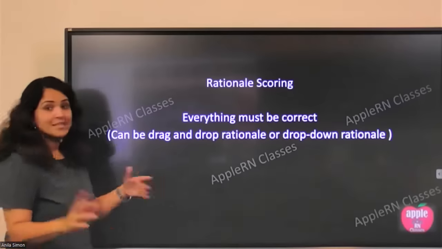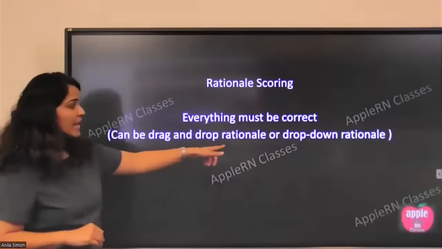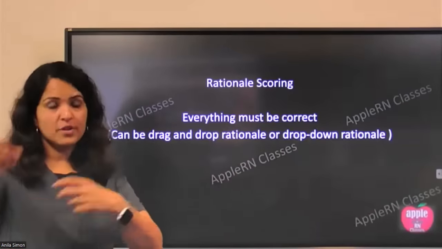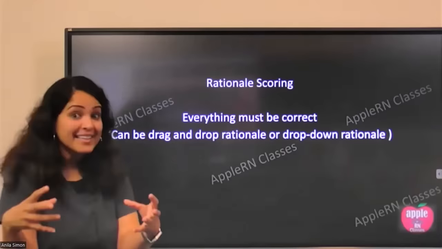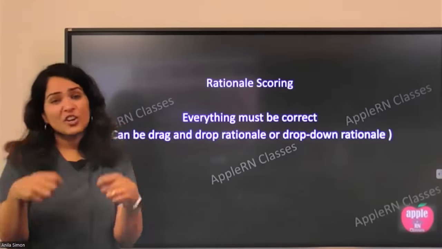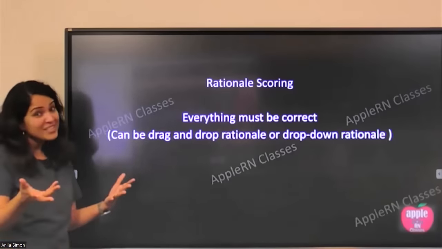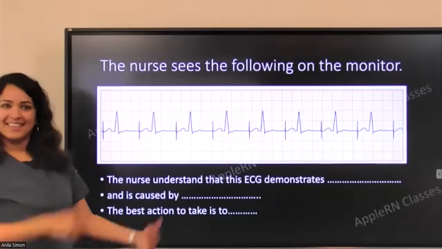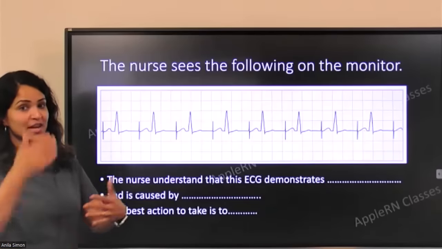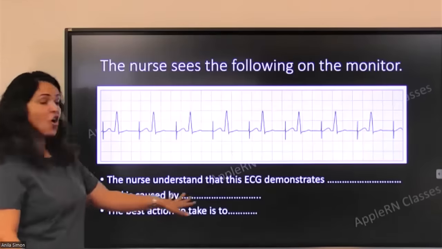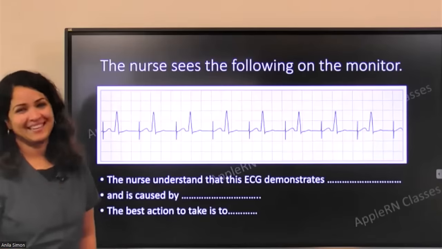Okay, so let's do one question real quick for that. This is one of them, and most of the time it will tell you something like this is because of, or as evidenced by, or this is due to, something like cause and effect, where they're connected. So it's a very critical thinking kind of process, and we need to know that to get the right answers. That's why it's rationale scoring. So one of them is like this. What do you think this is? The nurse sees this on the monitor. The nurse understands that the ECG demonstrates, and it's caused by, and this is the best action to take. So you will have options there. So let's do this.